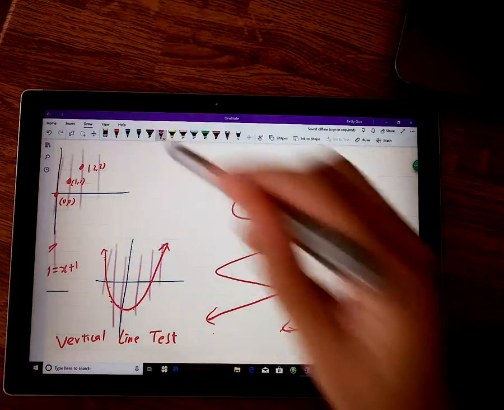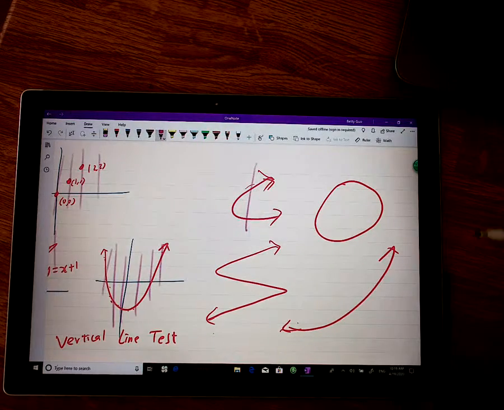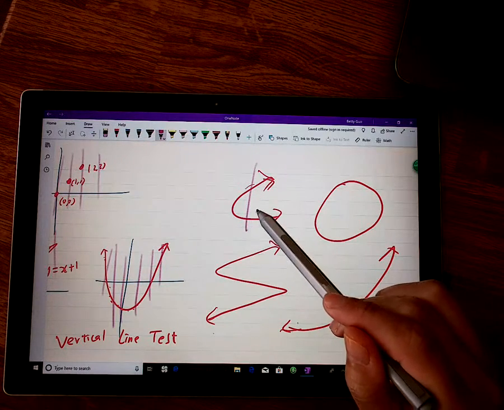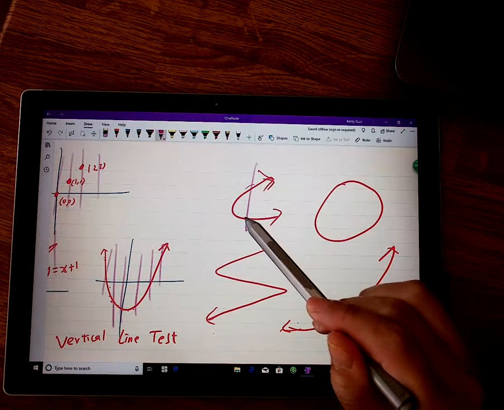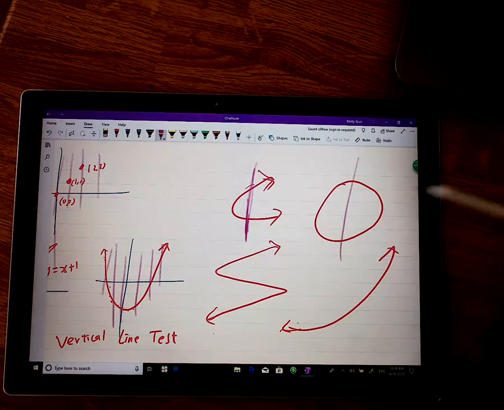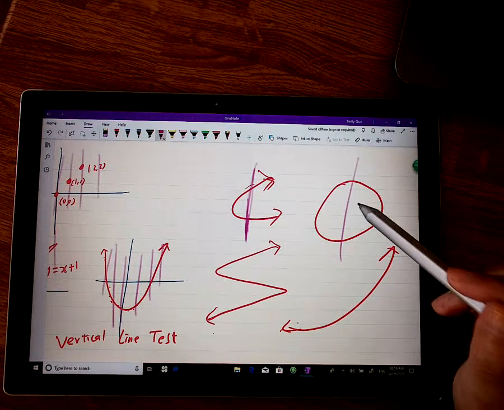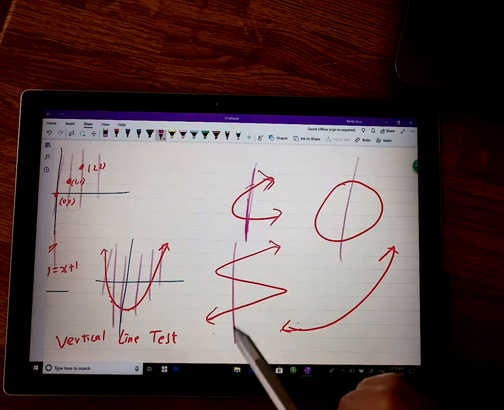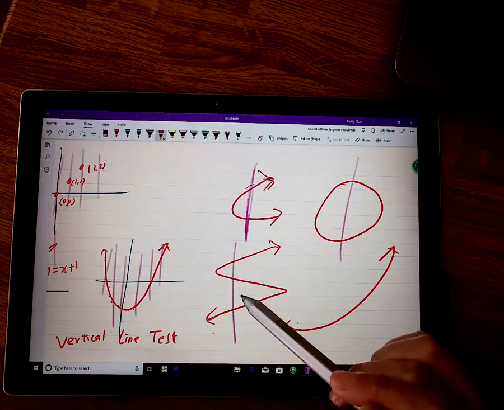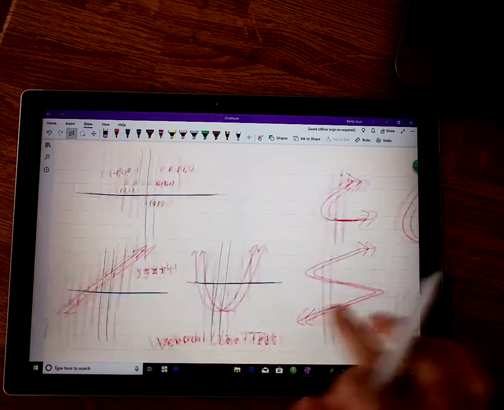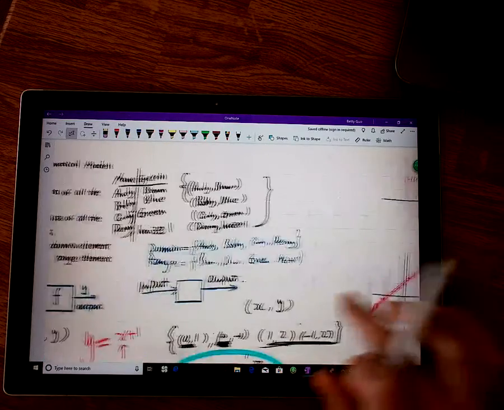So let's apply the vertical line test. No, right? Because this vertical straight line passes the graph more than once, twice. It means for the same x, there are different y's. This one fails the vertical line test as well. So it is not a function, not a function, because for this one, for the same x, there are three different y's. This one, yes, okay, is a function. I think it's a pretty straightforward vertical line test.